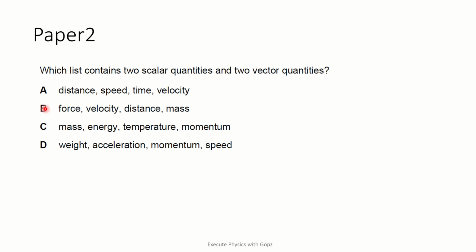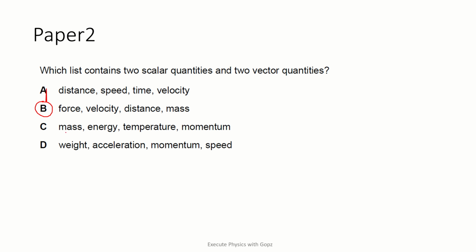Next, let's go to option B. Force. Force is a vector quantity. It will have a direction. Velocity again is a vector quantity. Distance, scalar. Mass is also scalar. So option B does meet the demand from the question, which is two scalar and two vector. So we have come to the conclusion that option B is the correct answer.